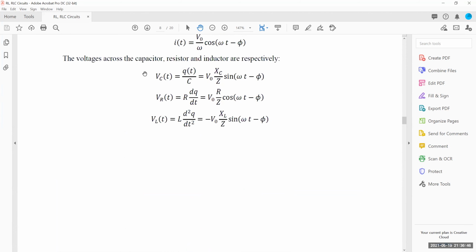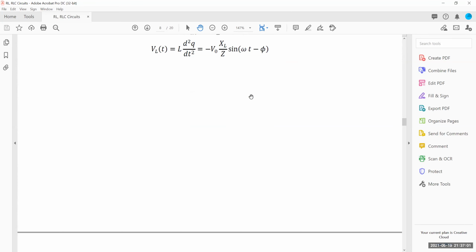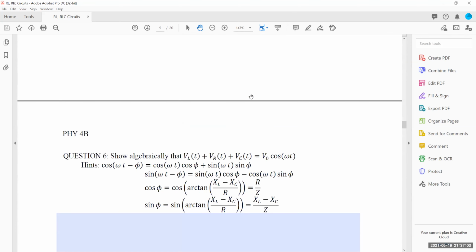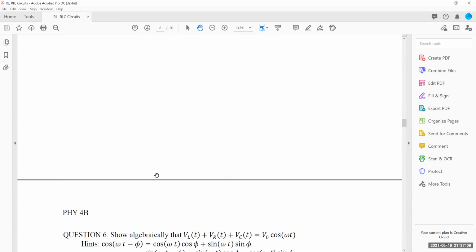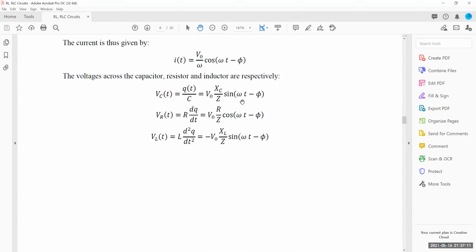And then here is V_C, this expression. Here is V_R, this expression. Here is V_L, this expression. If you add them up, one plus the other plus the third, with the signs and everything else, and use the trig identities that you know, the cosine of the difference and the sine of the difference, because you have the sine of the difference in here and the cosine of the difference in here.